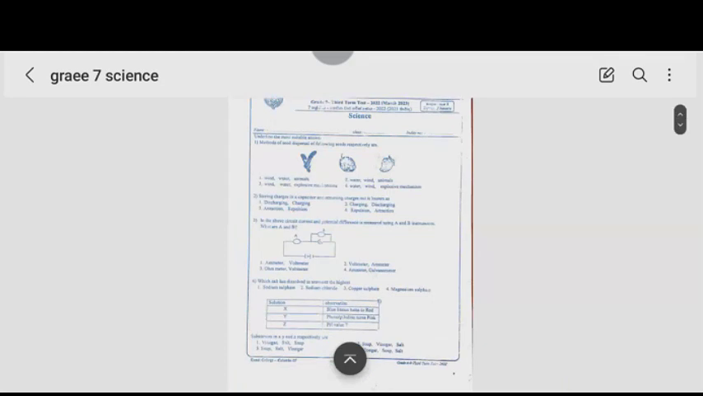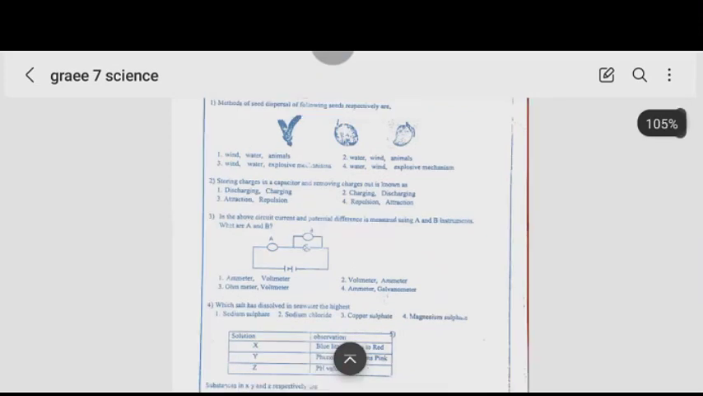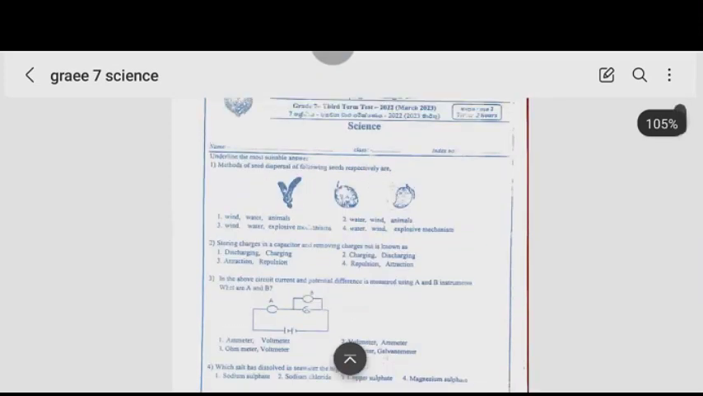Okay, we'll start to find the answers from the first question. Methods of seed dispersal of the following seeds, respectively. What is the first seed, children? You can see there's a wing-like thing. What is the first seed?